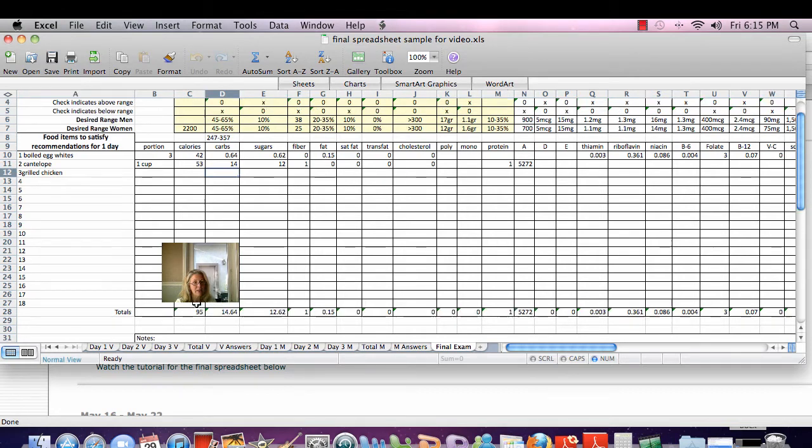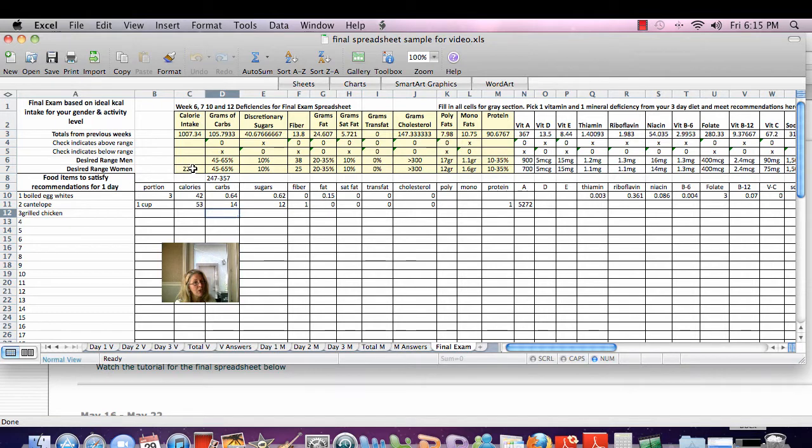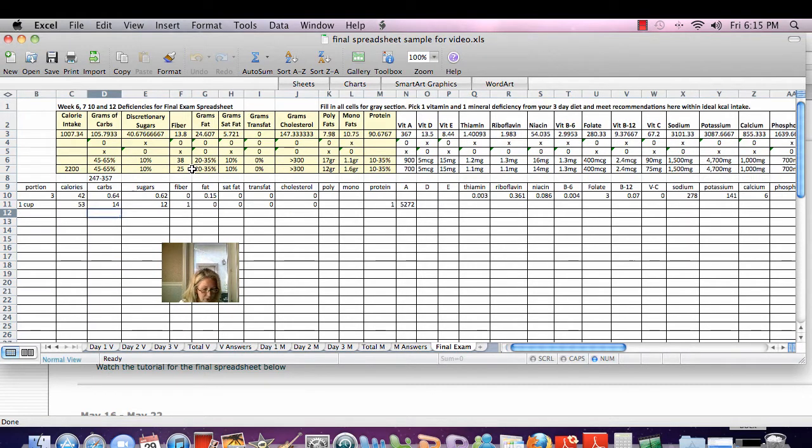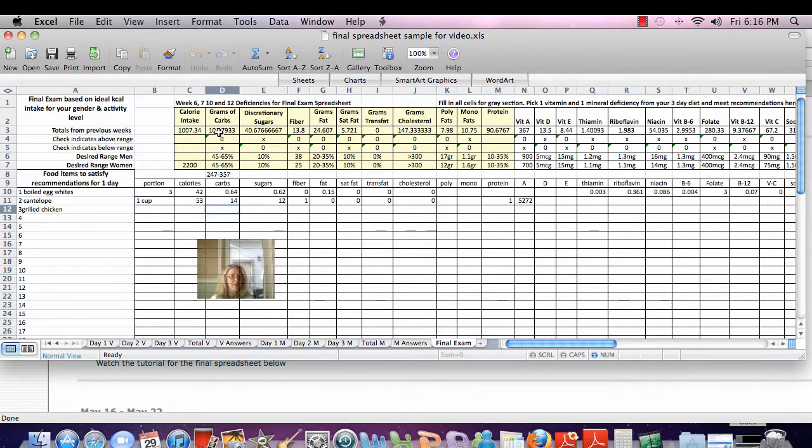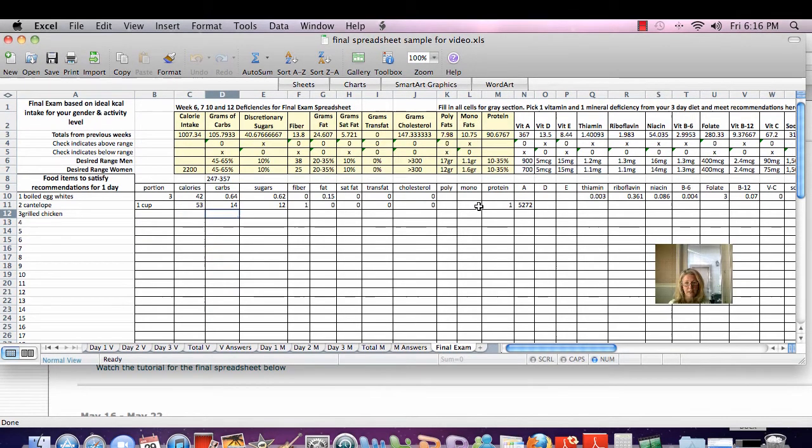And then the calorie intake should be according to the recommendation. If you look in your textbook at Appendix C for your gender and your age and your activity level. So pretending that I am a 20-year-old female and I am moderately active, I should be taking in 2,200 calories. So that's what I put here. I have put in yellow all the cells that I definitely need you to fill in, okay?